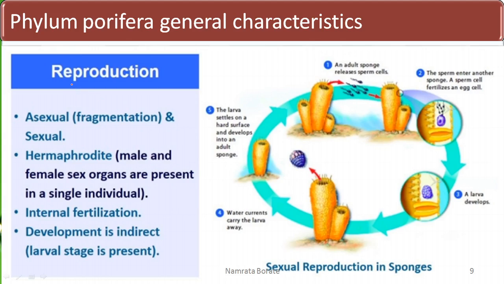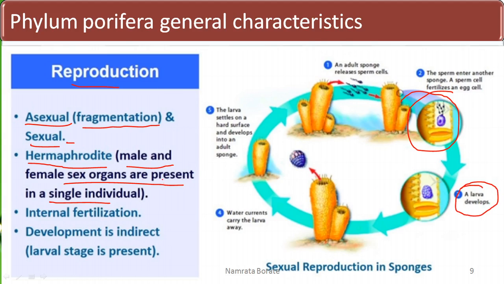Next characteristic is about reproduction. The reproduction is two-way. First one is asexual and the second one is the sexual method. In asexual reproduction, it occurs by means of fragmentation, and sexual reproduction occurs by means of the fusion of sperm and egg cell. These organisms are mostly hermaphrodite, means the male and female sex organs are present in one and the same individual. The fertilization is internal, occurring inside the body, and development is indirect, that is, there is a presence of the larval stage.